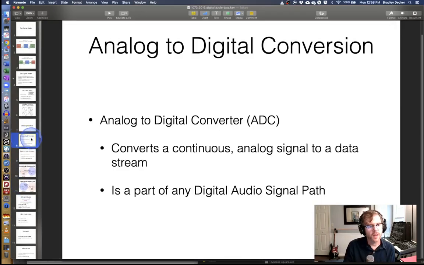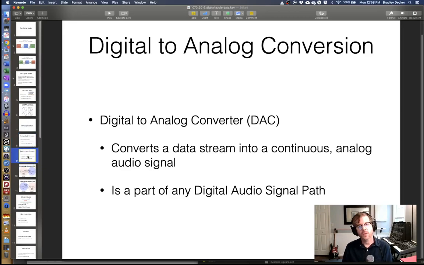In the process of converting to data, we are looking at a device that does this sampling for us. This is called the analog to digital converter. The ADC is extremely important. It converts a continuous analog electrical signal into a data stream, and it is part of any digital audio signal path. Conversely, on the other side of the playback path, we have a digital to analog conversion process where we are basically re-encoding the data to become an analog audio signal.